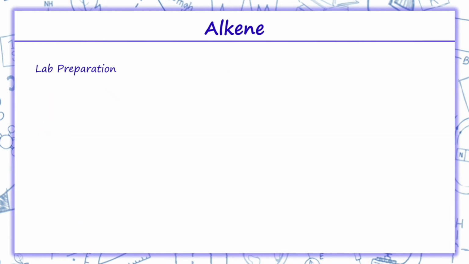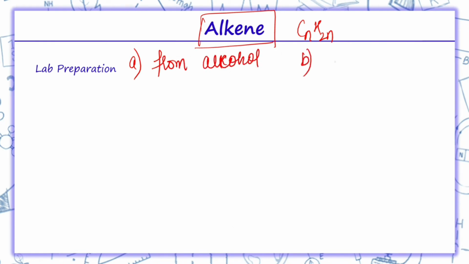Now coming on to alkenes. As we know, the general formula for alkene is CnH2n. We can prepare alkene by two methods: the one is lab preparation and the other one is general methods of preparation. When we talk about lab preparation, we can prepare alkene by two methods: the one is from alcohols and the other one is from alkyl halide.